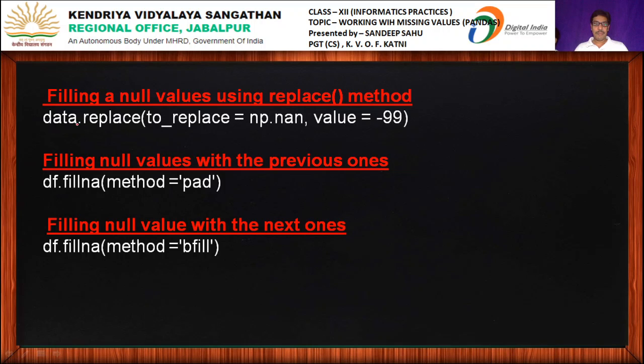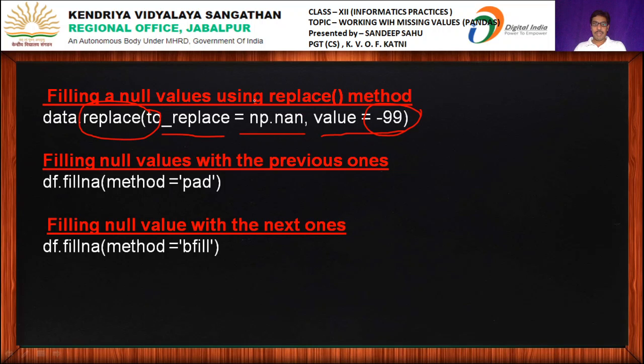Now let's understand that filling null values by the replace method is also possible. For this purpose, we use the replace function as per the syntax: data.replace, or whatever the data frame's name is, dot replace, then to_replace equals np.nan and value, by which value you want to replace it, you have to write it here.